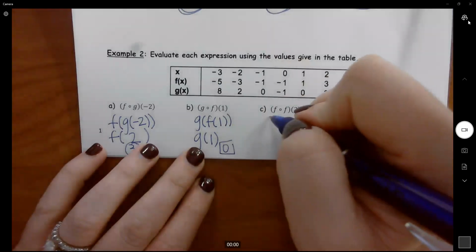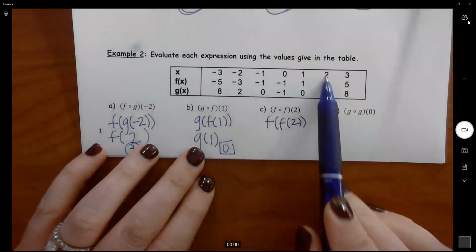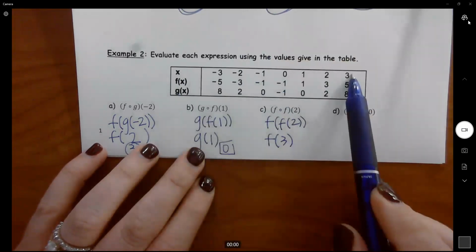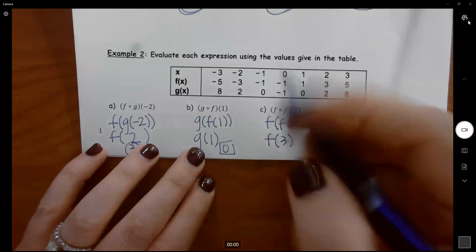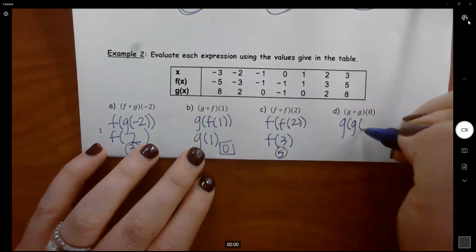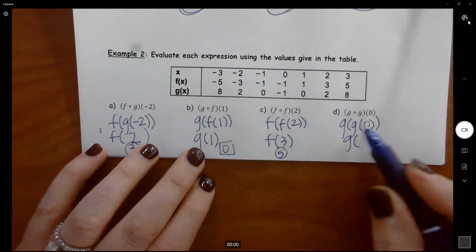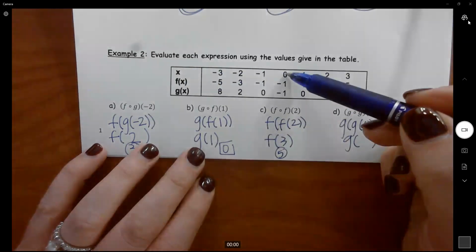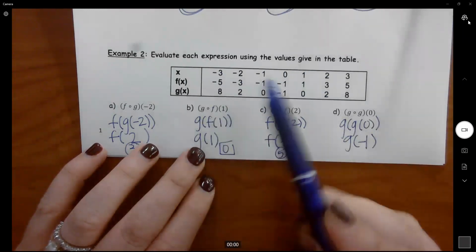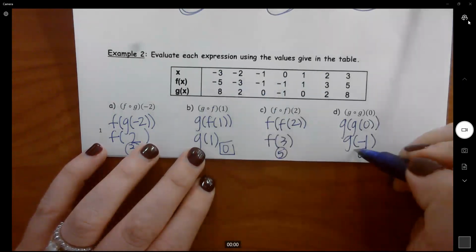f of f of 2. When x is 2, my f of x is 3. So this is f of 3 now. And when x is 3, what is my f of x? It is 5. And then we have g of g of 0. So what is g of 0? Well, when x is 0, my g is -1. And now -1 is my x, and I'm still looking at g of x, so it bounces back to 0.